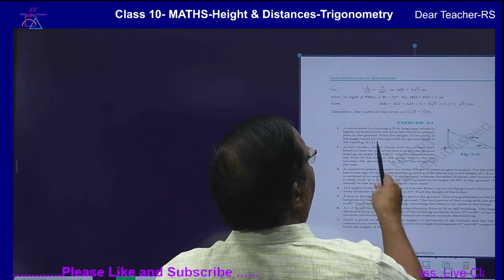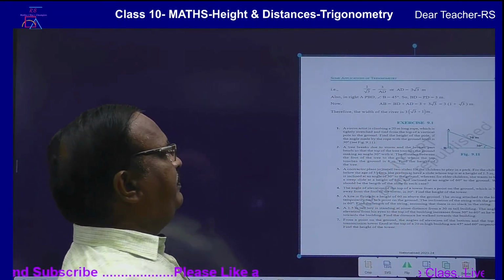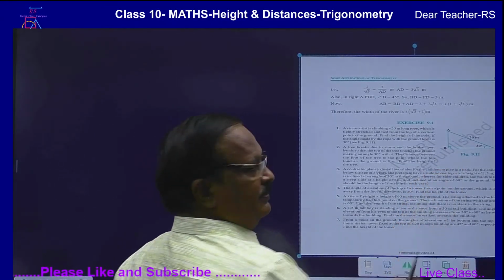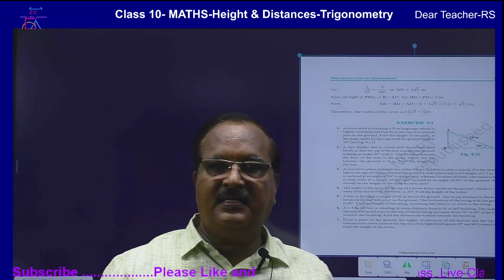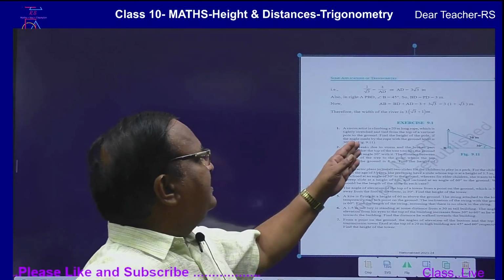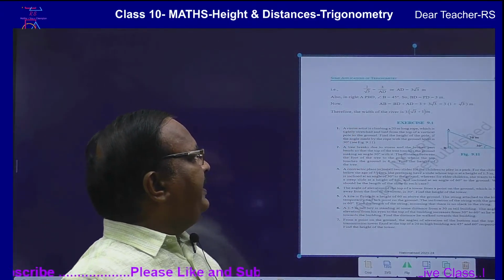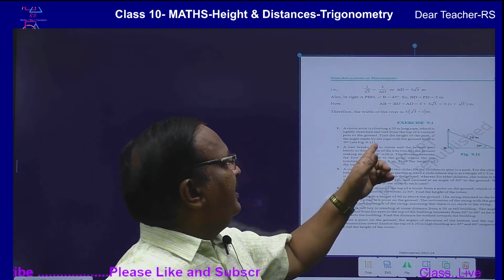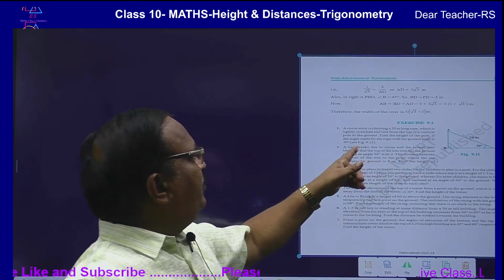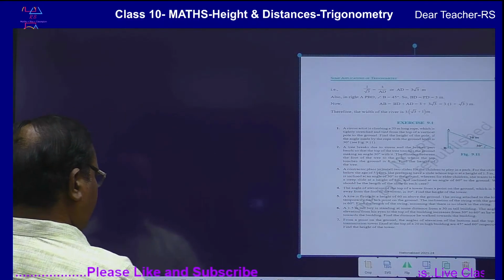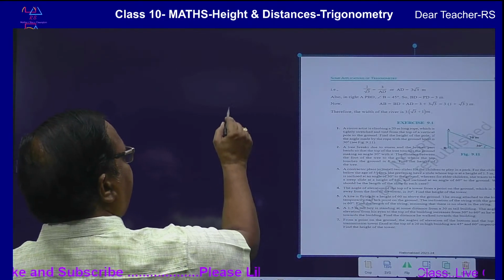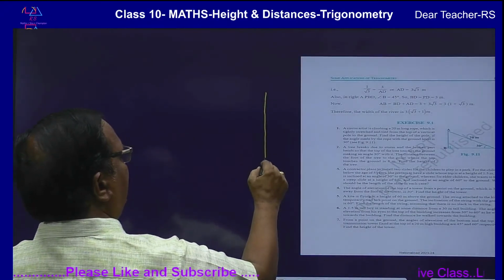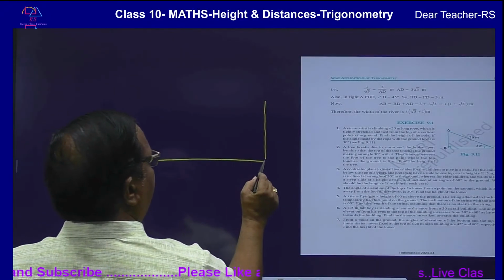So, a circus artist climbing a 20 meters rope. Say already a diagram is given. A circus artist is climbing a 20 meters long rope which is tightly stretched and tied from the top of the vertical pole to the ground. So you draw, say this is the vertical pole and this is the ground.